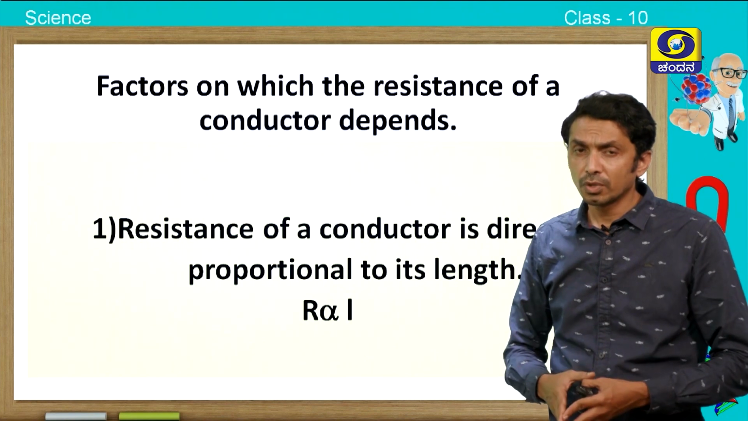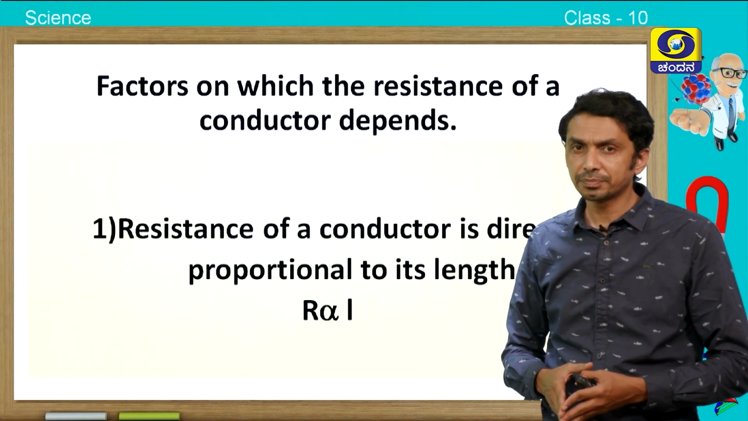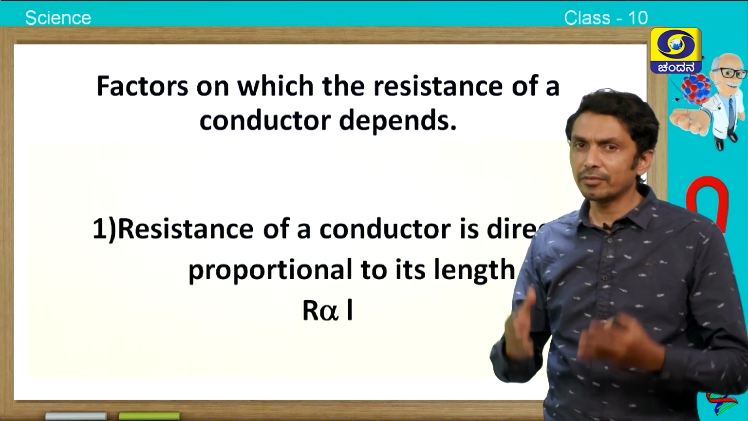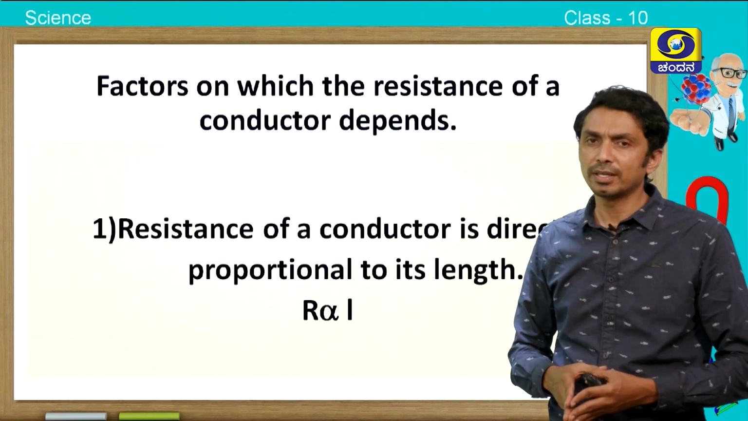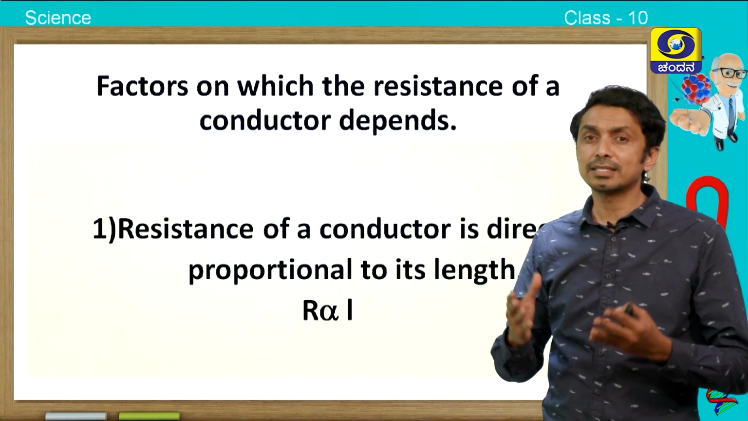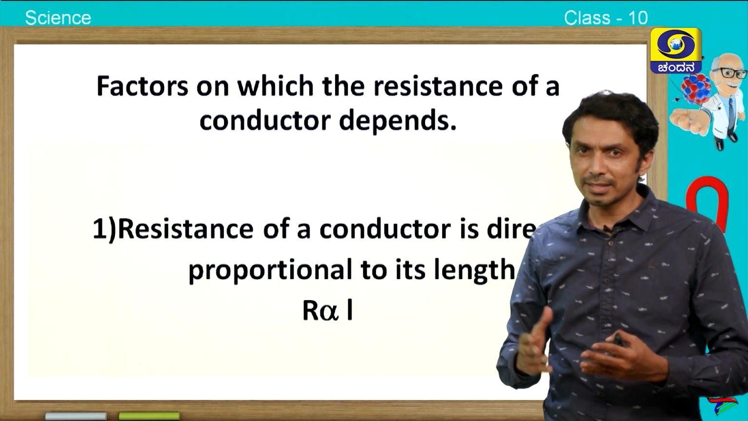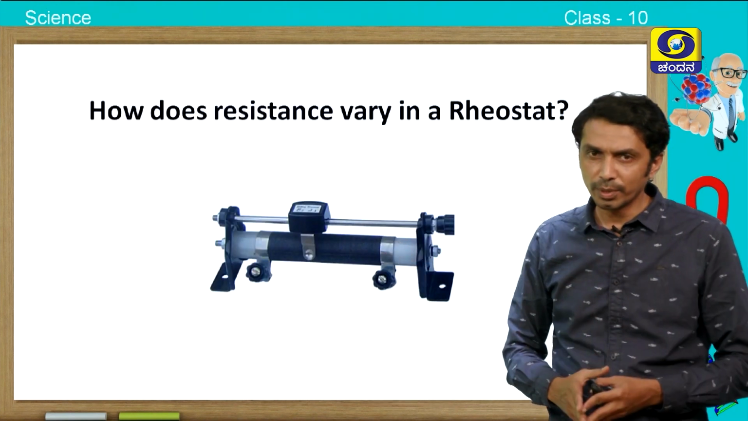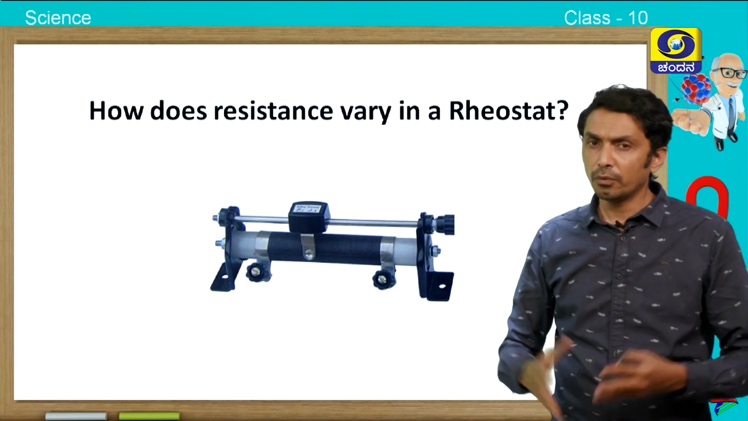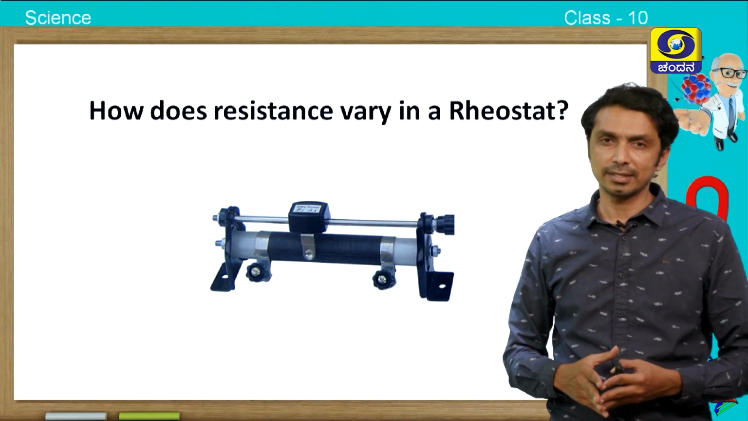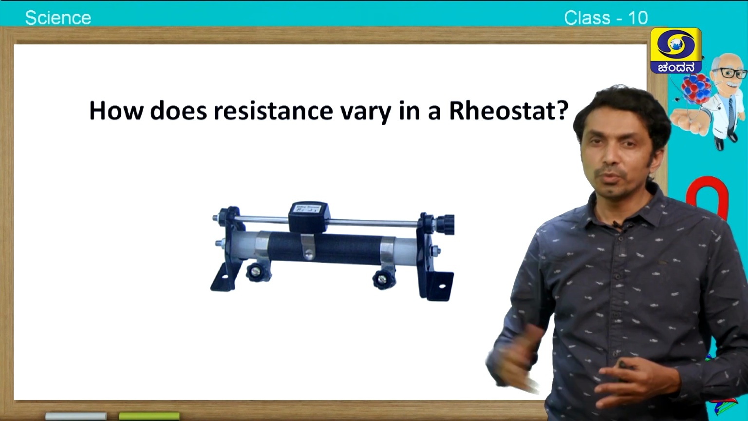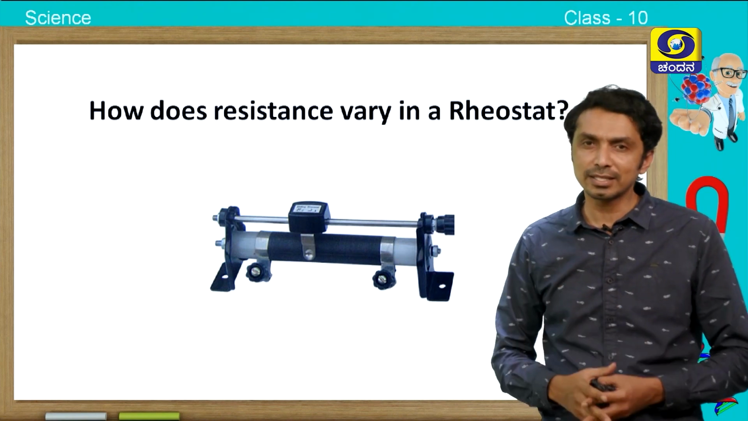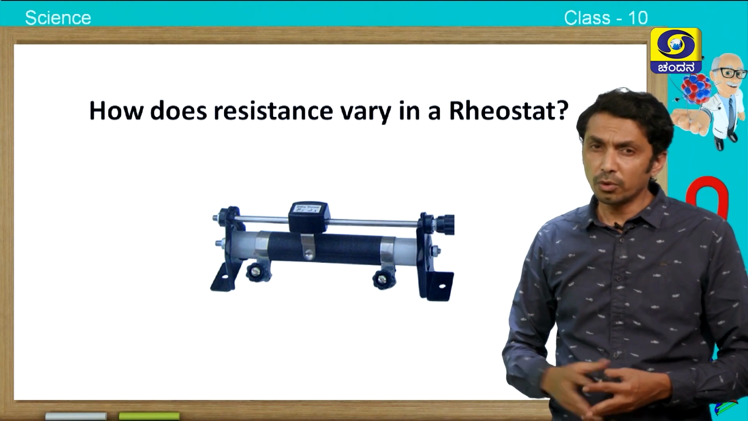So children, you just saw in this activity that whenever we increase the length of the conductor, the resistance also increases. Now children, what is this? Yes, you already know, it is a rheostat. Why do we use a rheostat? Yes, we use a rheostat to vary the resistance in the circuit. How do we vary this?